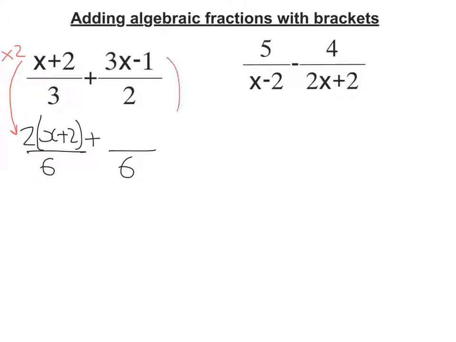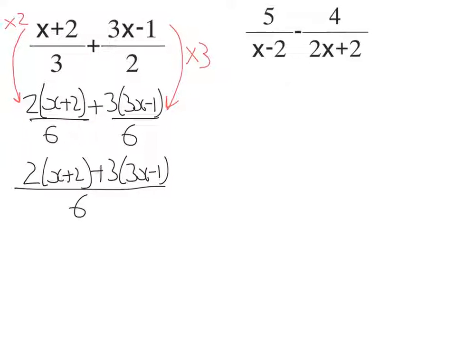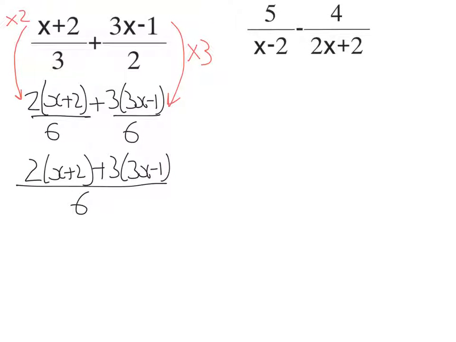For the second one, to get 6 on the bottom, I need to multiply by 3. So I'm going to put a 3 here, and then everything else in the numerator in a bracket. Okay. Now that I've got common denominators, I can write it over one denominator. There we go. And now I'm going to expand out these brackets. So I've got 2x + 4 + 9x - 3 all over 6.